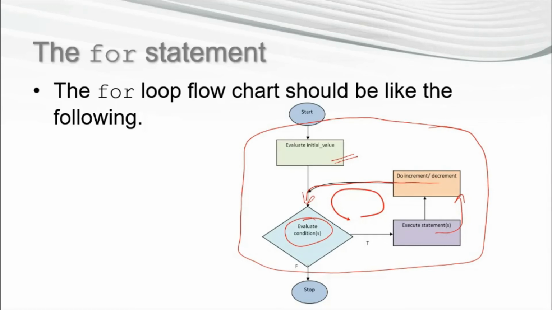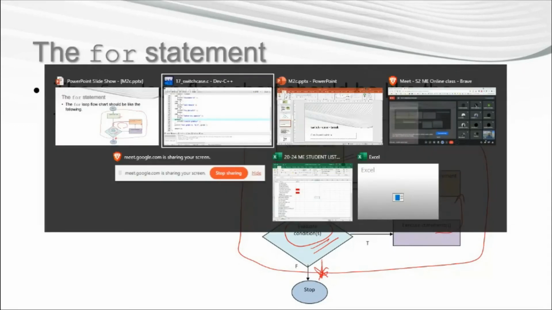The increment or decrement is done, then again it comes back to evaluating the condition, whether it is true or false. If it is true, this repeats until the condition becomes false. Once the condition becomes false, the for loop is terminated. That is how the for loop works. Now let us see a simple C program using the for loop.